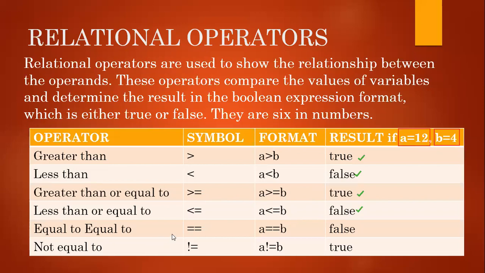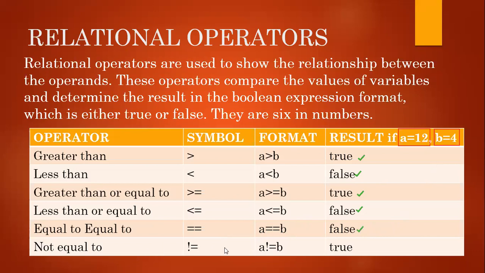Now A is equal to equal to B. Here it is exactly checking whether the values of A and B are exactly the same. So they are not the same. Is A equal to B? No, A is 12 and B is 4. They are not the same, so it comes out to be false.